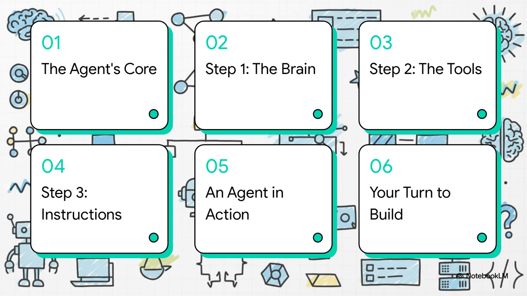Here's our game plan for today. First, we're going to look under the hood at the core parts of any agent. Then, we'll get practical with the 3 key steps to build one: picking the brain, adding the tools, and writing the mission brief. We'll wrap it all up with a real-world example before I hand the blueprint over to you.